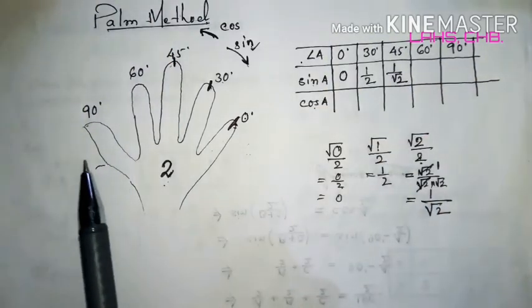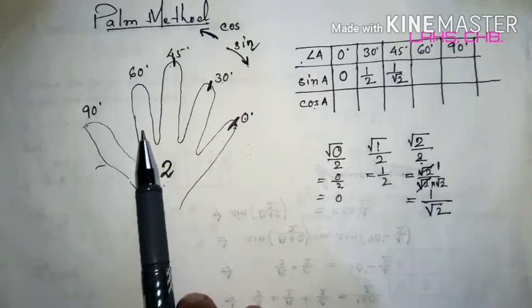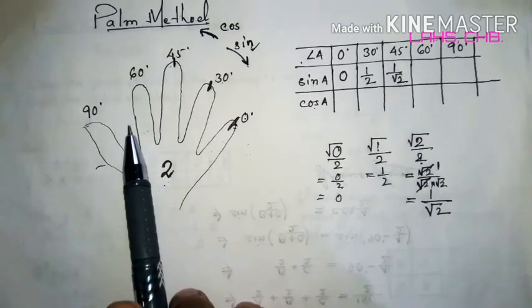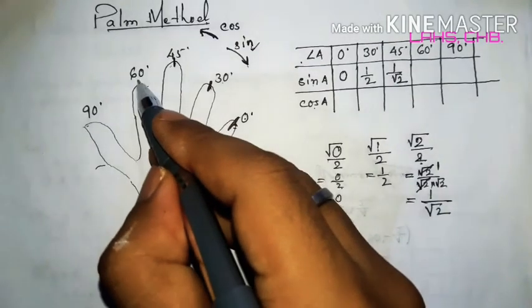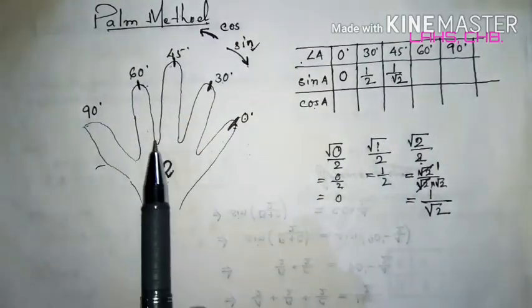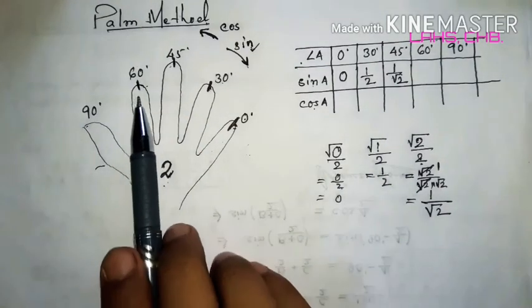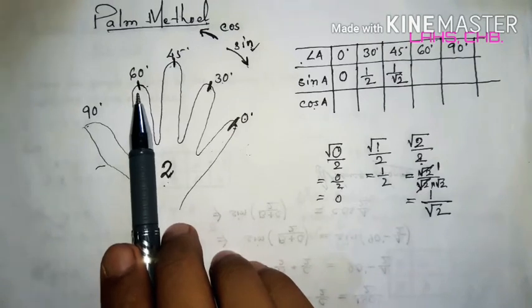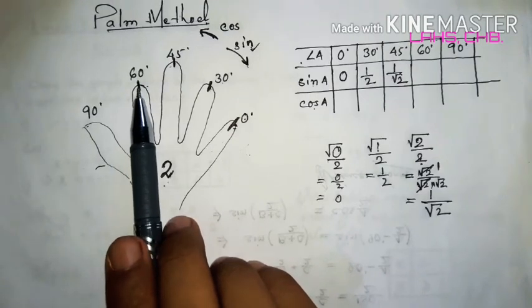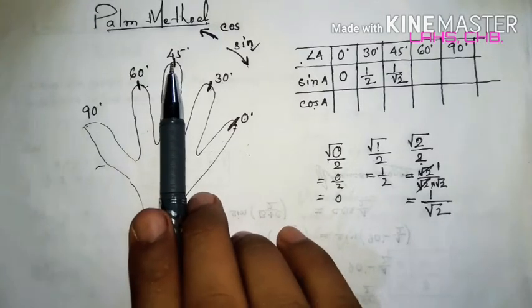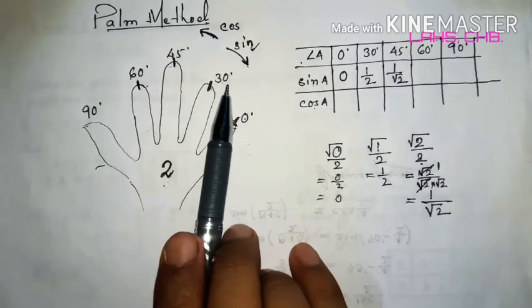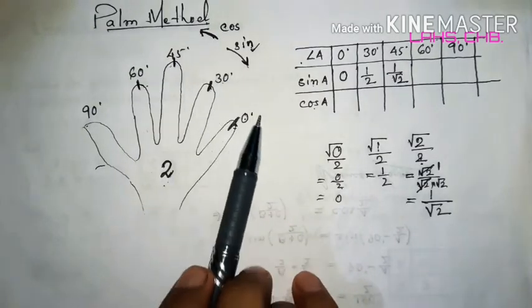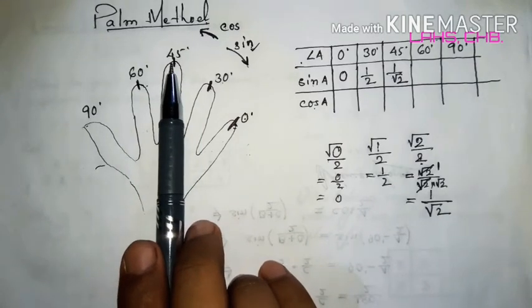Now see, in order to obtain the value of sine 60, where is sine 60? Here, at this finger, sine 60. So can you say what will be the value of sine 60? Since the finger is here, how many fingers? You need to count the fingers in clockwise direction, in this direction. So how many fingers are here?